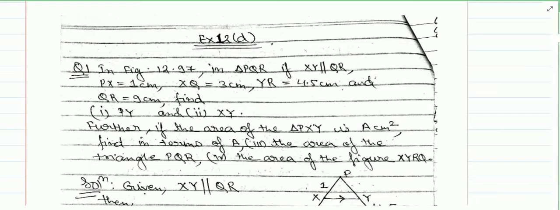Now, today we will see exercise 12D. Okay, so in exercise 12D, we are going to do question number 1. And here it says that in figure 12.97, in triangle PQR, so let me show you this figure first.